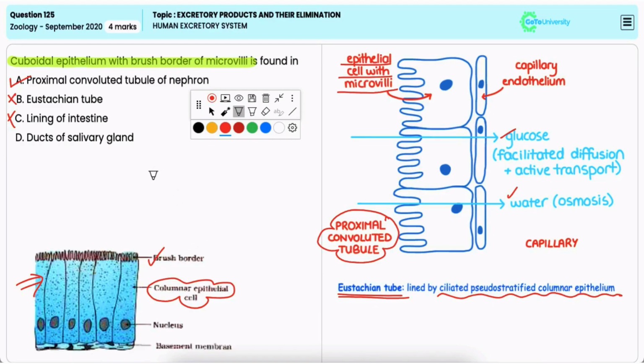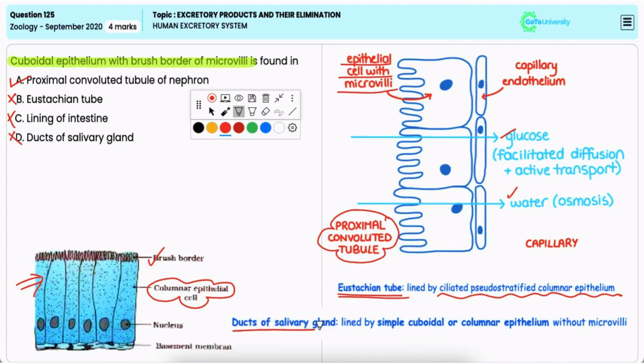Option D, ducts of salivary gland. This is also incorrect because the ducts of salivary glands are generally lined by simple cuboidal or columnar epithelium, but they do not have a brush border of microvilli.